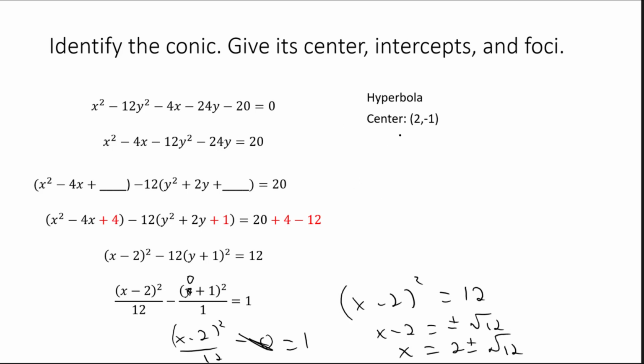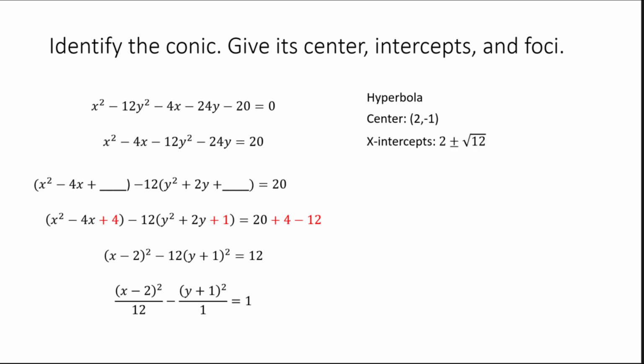All right, so that would be your x-intercepts. And we see that typed up right here. And then for the y-intercepts, you plug a 0 in for x. So we have a 0 in here. And then we solve this for y. So that would give you negative 2 squared. So that gives you positive 4 over 12 minus (y plus 1) squared over 1 equals 1.